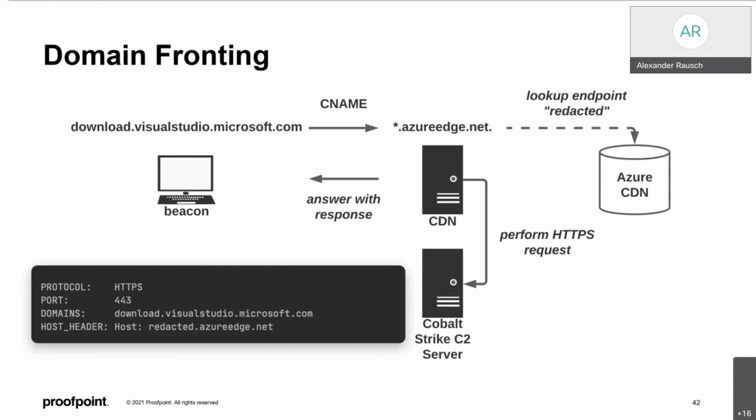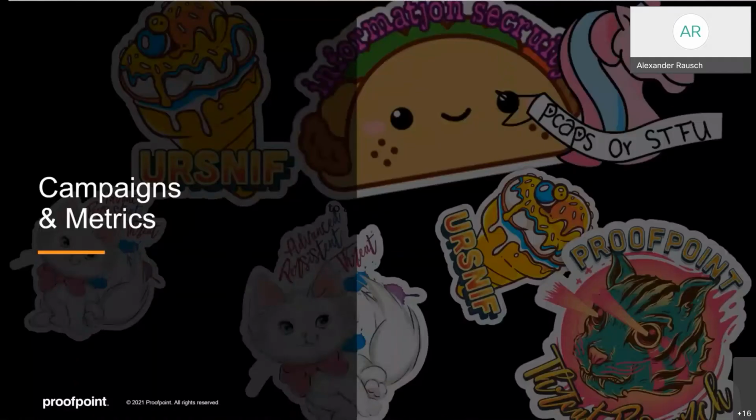This type of domain fronting is relatively hard to spot on the client side. The traffic is TLS encrypted, and download.visualstudio.microsoft.com is authenticated with a proper and valid certificate, so it's not easy to spot that there's anything weird going on here. Next, Konstantin will show us a little bit of data on some campaigns that we have observed dropping CobaltStrike.